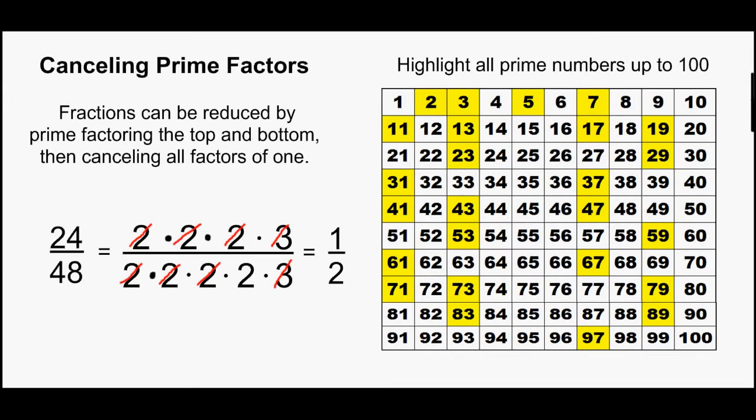Next, we write what factors we have left. On the top, we've canceled all of our factors. But as you know, there's always a factor of 1 in every number, so we write 1 in the numerator. In the denominator, I have a factor of 2, so I write 2 in the denominator. My fraction 24/48 reduces to 1/2.